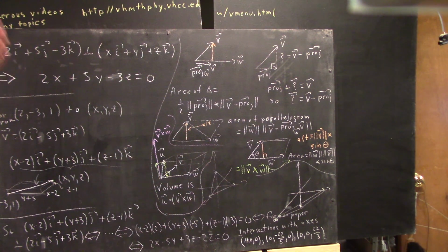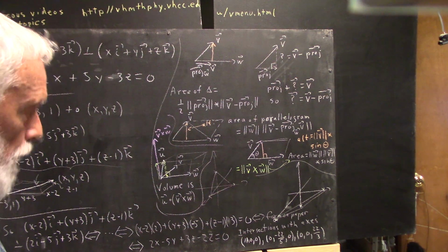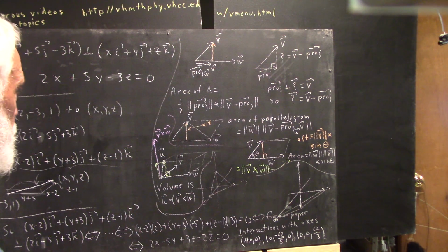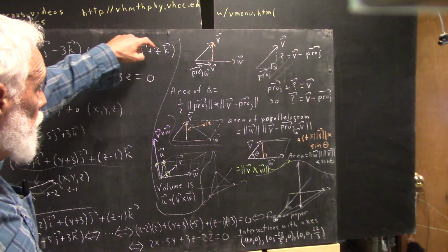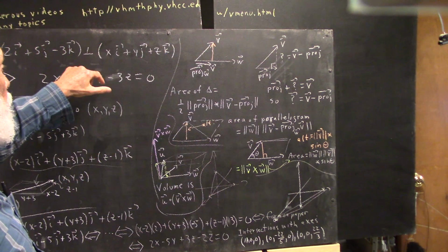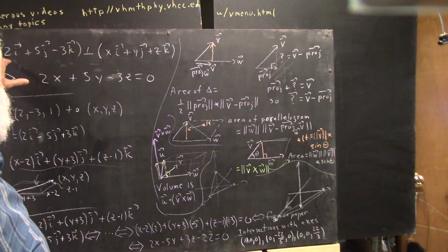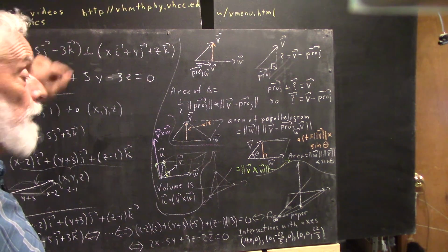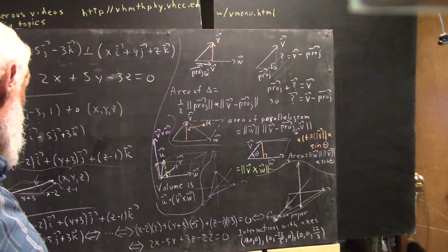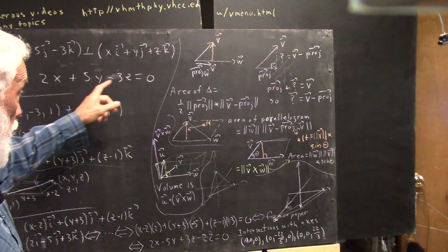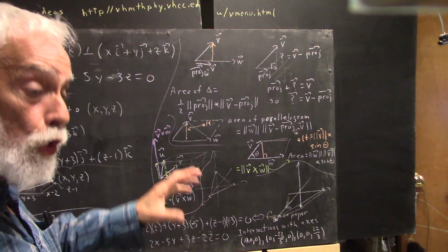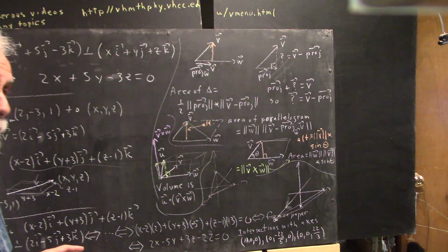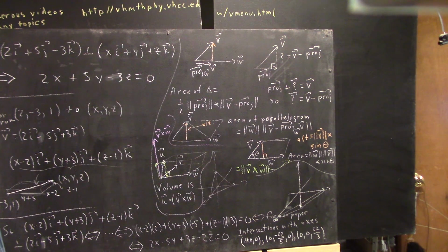Now, you were asked to show that if the vector xi plus yj plus zk is perpendicular to the vector 2i plus 5j minus 3k, then 2x plus 5y minus 3z equals 0. You're just asked to show that. But when you're asked to show something or prove it, you automatically, I think, assume that it's difficult.